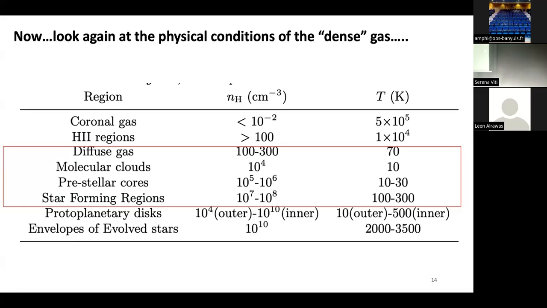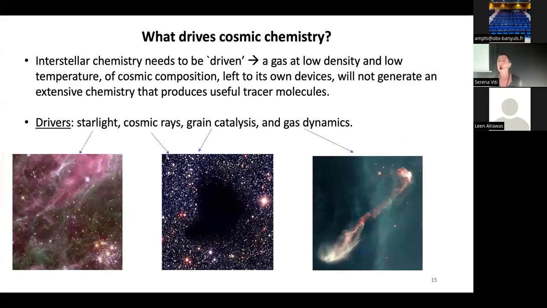So from your chemistry background, whether that's high school or undergraduate level, you should realize that no chemistry really should occur, no molecular chemistry should occur in these conditions. So how come we have molecules? The bottom line is that you wouldn't have molecules if nothing was happening in the interstellar medium. Interstellar chemistry needs to be driven. Something needs to drive it.